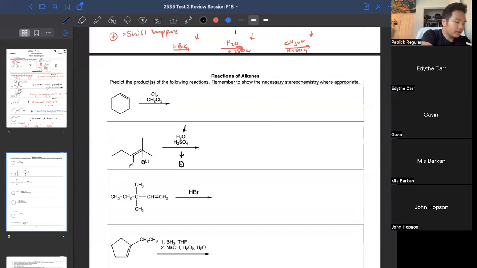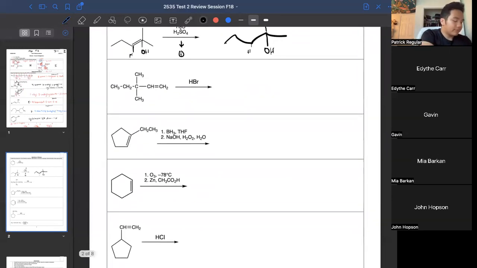So our product would be OH, H. That's it. That's all I have to write. For this one, HBr, well, we add an H and a Br across the alkene.